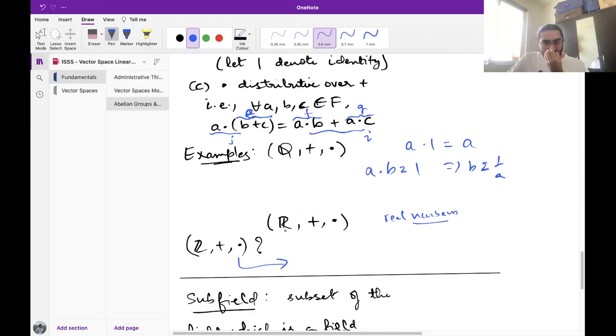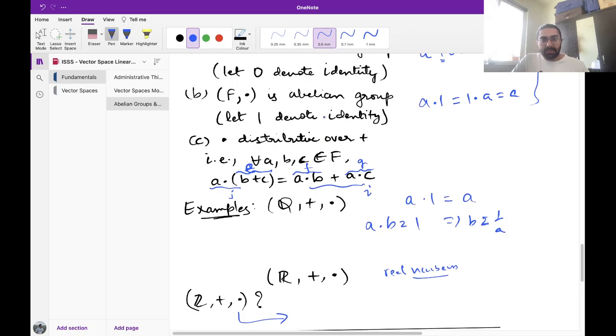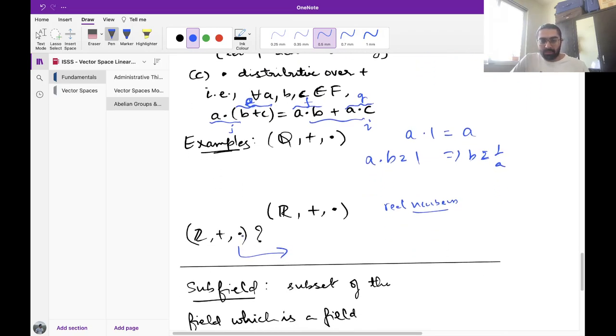So here what will happen is your identity element of your dot operation is 1, which is in this case the multiplication operation. Let's say I have an integer a. When I do 1 by a, that may not belong to the integer set. So hence this is not a field. So Z plus dot is not a field.